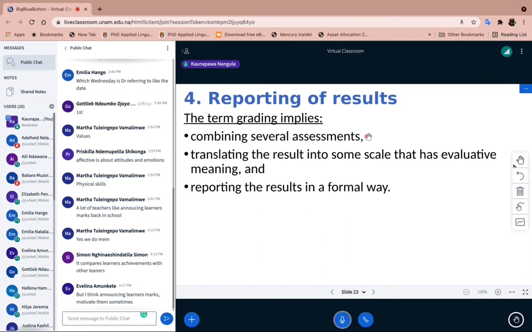Next, translating the results into scales that have evaluative meaning. When you have your scales, they should have some evaluative meaning. For example, if a learner gets 90 to 100, what does that mean? You should make that available to the people who are reading the reports. And you need to report the results in a formal way, not informal. For the most part, we always have report cards when reporting these results, the term grades.